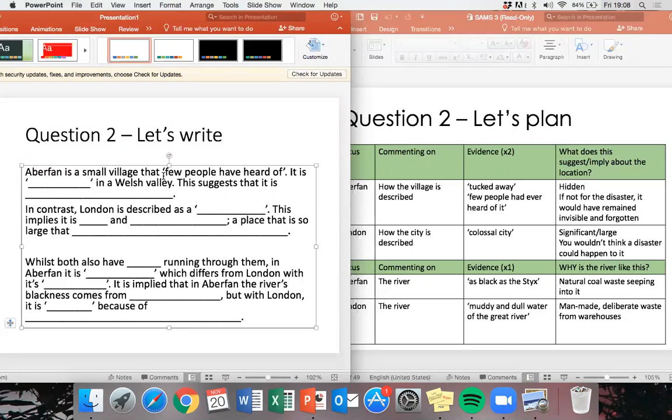So I am going to make use of the quotations. I'm going to put it is, and this is where tucked away comes in. It is something in a Welsh valley. I'm going to say tucked away, using that other quotation from our plan just over here. This suggests that it is what? This suggests that it is something. This is where this column over here comes in handy with our writing. What does this suggest or imply about the location? I'm looking at the column on the right hand side if you can't see my mouse.